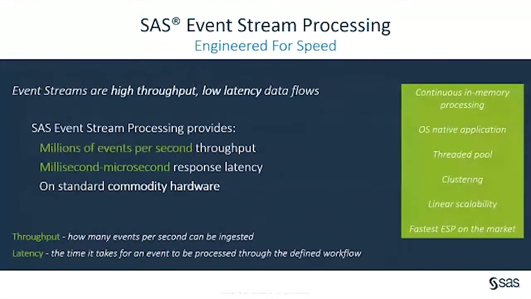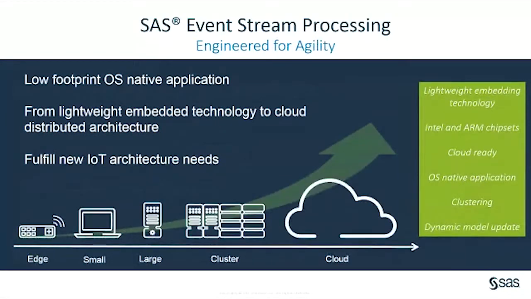IoT applications demand speed, agility, and scale. And SAS answered that call with ESP, which can easily handle millions of events per second with latencies in the microseconds, and all of this on commodity hardware. You have the flexibility to deploy the OS native application on IoT gateways or other embedded devices, all the way up to cloud distributed deployments. We have a solution that is fit for purpose for your IoT project.